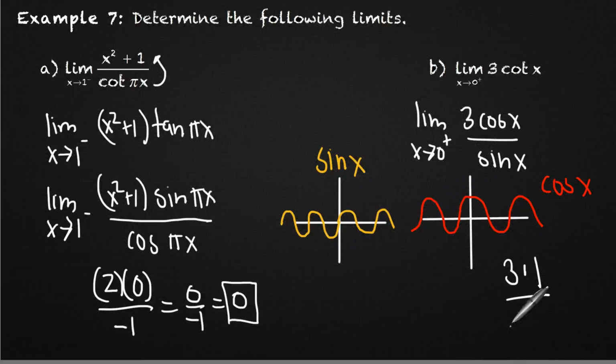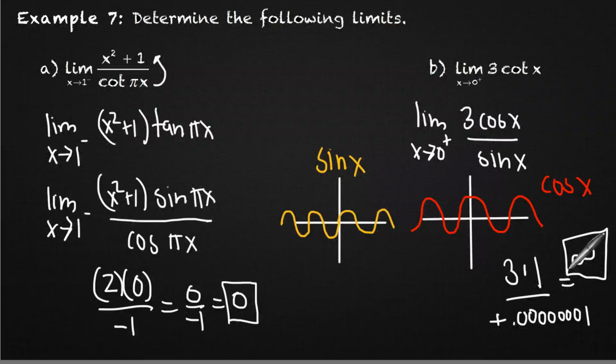So maybe I'll write something like 0.00000001, but it's going to be a positive number. So what do we have? We have 3 divided by a very, very small number, but positive. That's going to be approaching infinity.